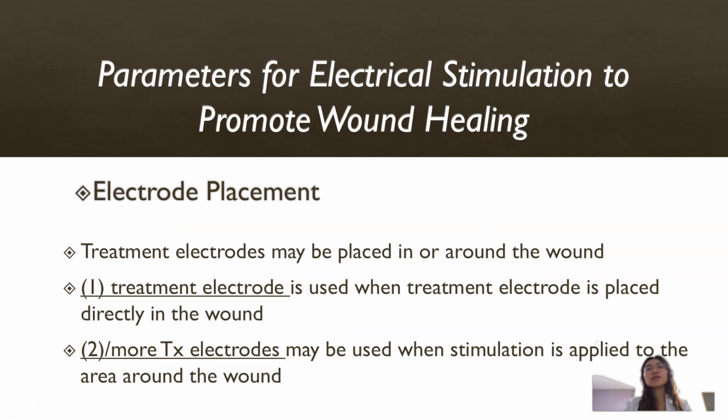Parameters for electrical stimulation to promote wound healing. The treatment electrodes may be placed in or around the wound, and one treatment electrode is used when the treatment electrode is placed directly in the wound. Okay, so isang treatment electrode lang daw ang kailangan. Two or more treatment electrodes may be used when stimulation is applied to the area around the wound.